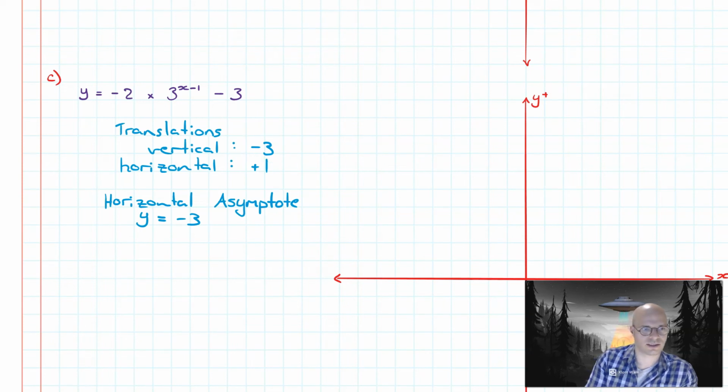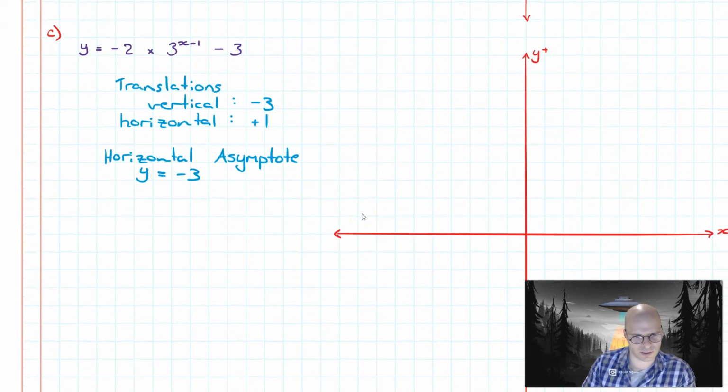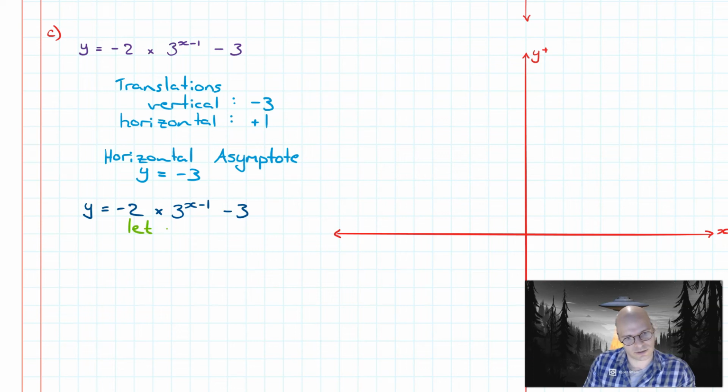All right, next step is we need to find the y-intercept. To do this, what we're going to do is write this out again, and then we're going to let x equal 0.